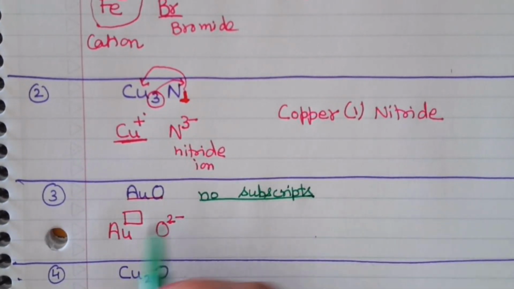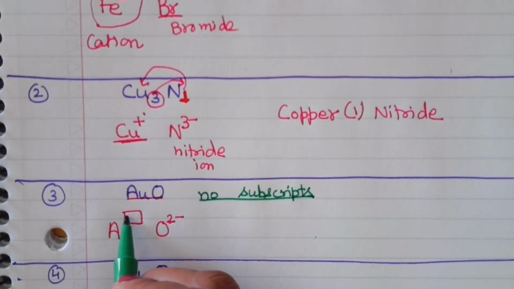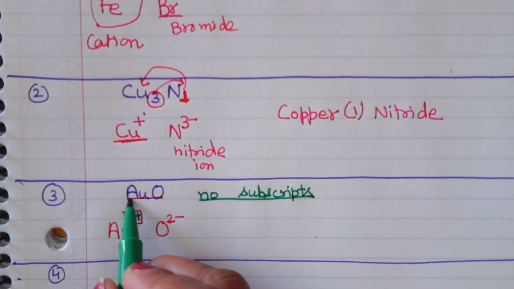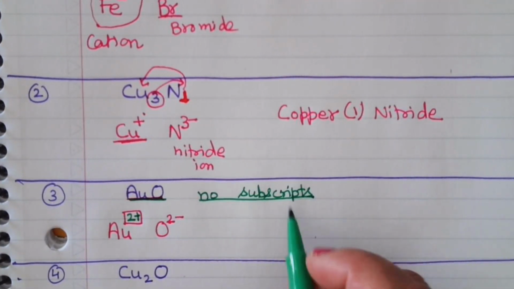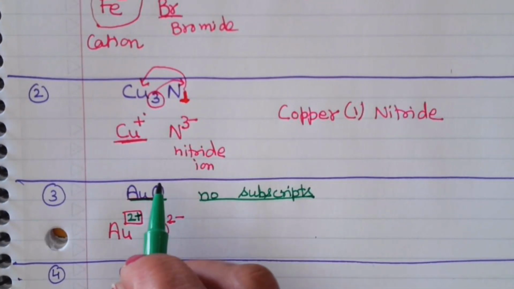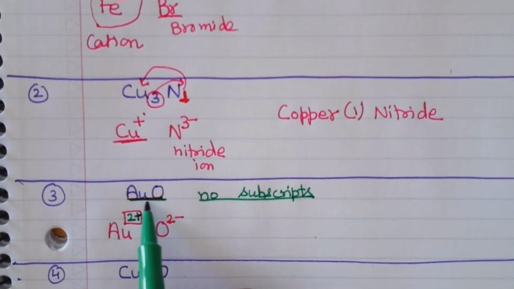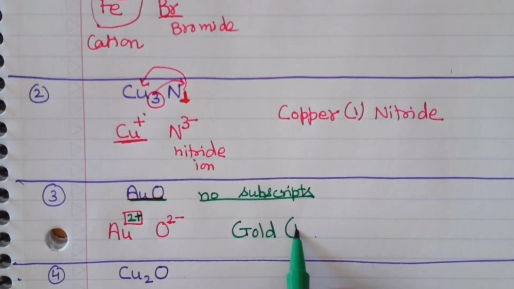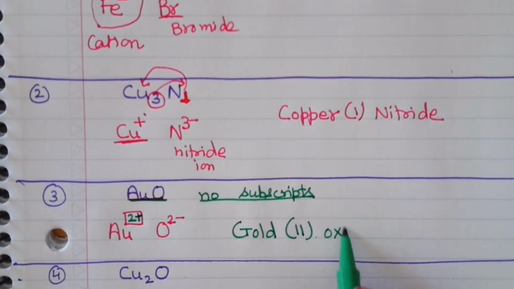When there are no subscripts, it means the charge on the cation is balanced by the charge on the anion. So the gold atom should have a charge of 2 plus in order to make this formula, right? So this happens when there are no subscripts. Be extra careful when you see an ionic compound that does not have subscripts. It means the charges are balanced, right? So the name of this compound would be gold(II) oxide.